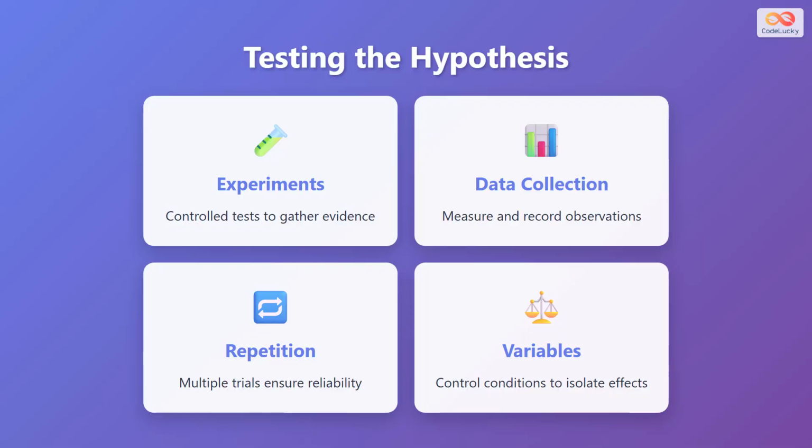Testing a hypothesis requires careful experimentation. Scientists design controlled tests to gather evidence that either supports or refutes their prediction. They collect data by measuring and recording observations during the experiment. Repetition is crucial. Multiple trials ensure that results are reliable and not due to chance. Scientists also control variables, meaning they keep certain conditions constant while changing only one factor at a time. This helps isolate the specific effect they're studying.